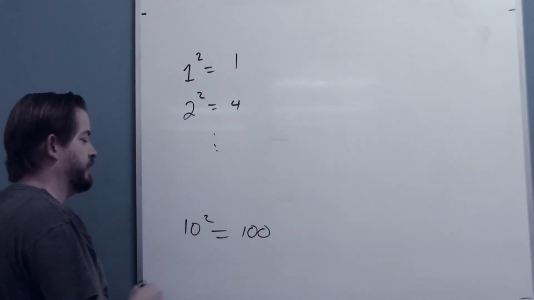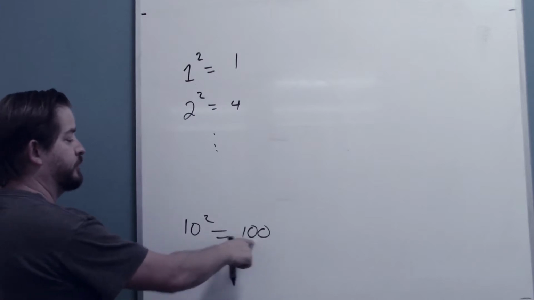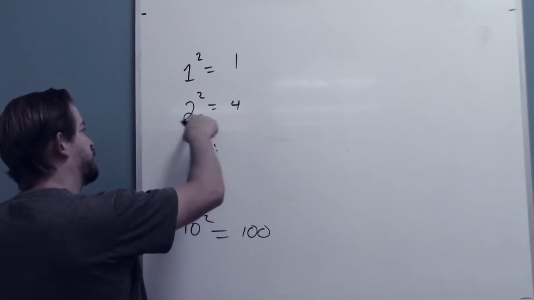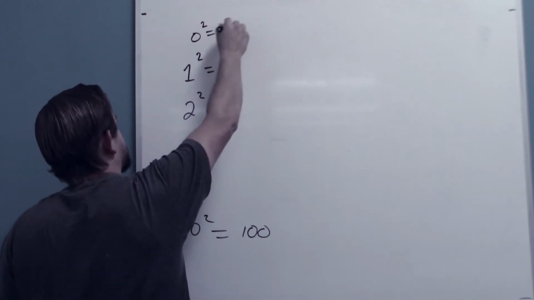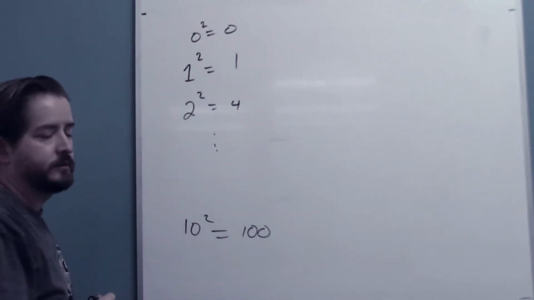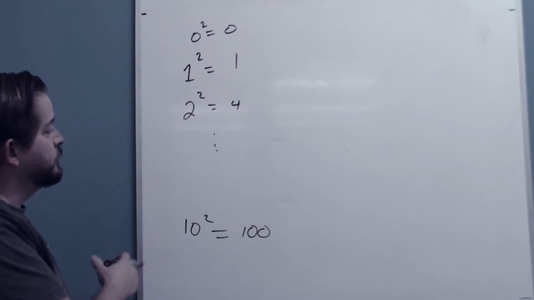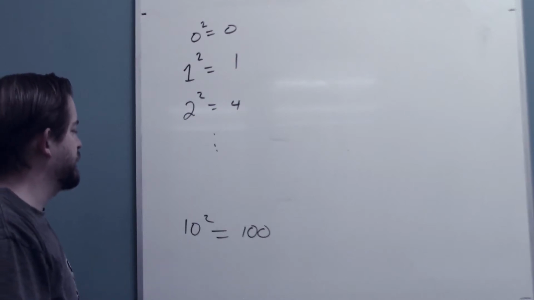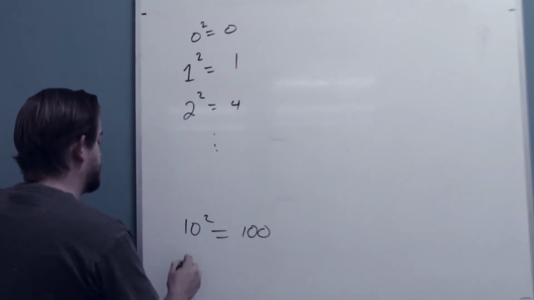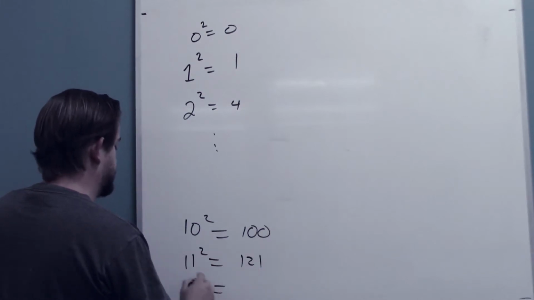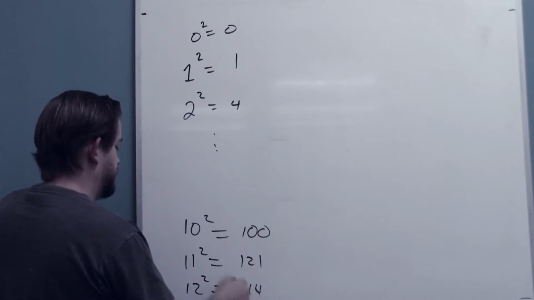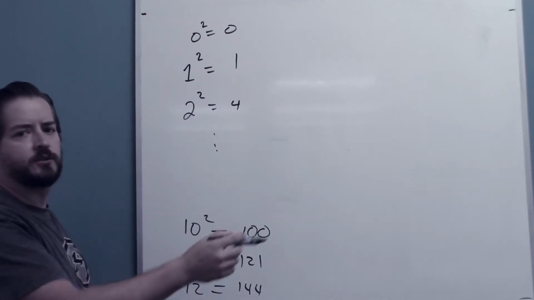Because knowing these squares gives you the square roots. The square root of 100 is 10, the square root of 4 is 2, the square root of 1 is 1. You should know this, 0 squared is 0, you can square root 0. So it's worth taking a moment to at least memorize those. You can go beyond. 11 squared is 121, 12 squared is 144, 13 squared is 169, and so on.